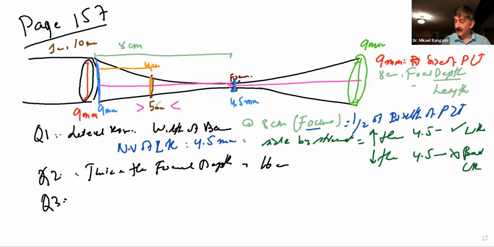Clear? It can't be 14 millimeters, because 14 millimeters is going to be even greater than the widest part of the beam in the near zone. So the only one that made sense here, and it is just an estimate, is going to be 5 millimeters. Why? Because it meets the requirement of being less than 9 millimeters, but greater than 4.5. Clear?